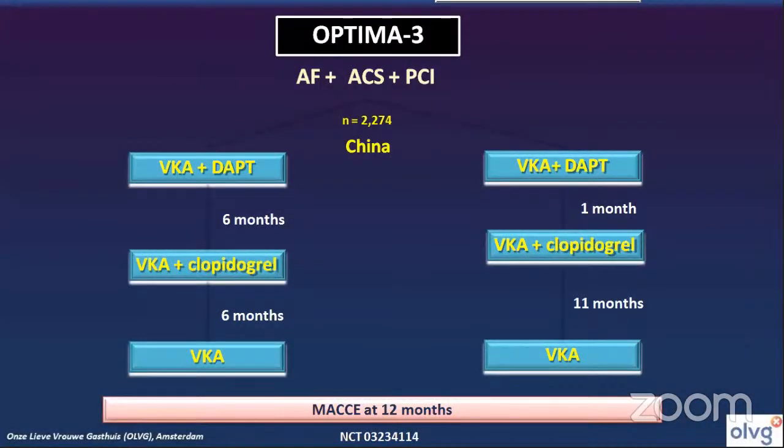These are the trials, because some questions are not yet established. The OPTIMA-3 trial in atrial fibrillation, acute coronary syndrome, and PCI in China will compare vitamin K antagonist with double antiplatelet for 6 months versus vitamin K antagonist with double antiplatelet for 1 month, then followed by vitamin K antagonist with clopidogrel for 11 months. The other arm will be 6 months and 6 months. The results have not yet come.